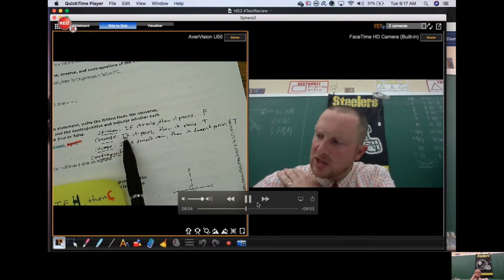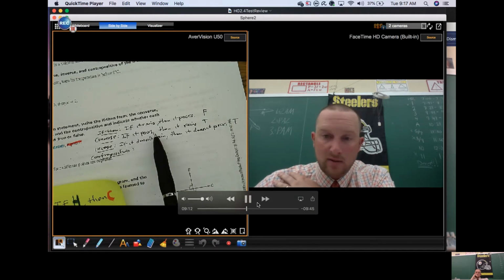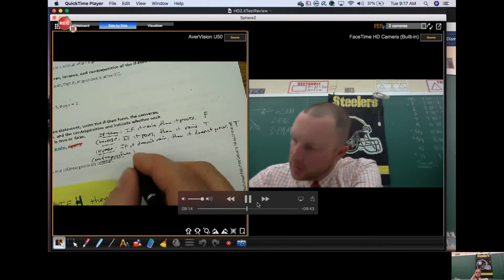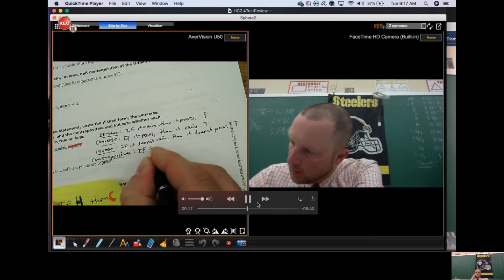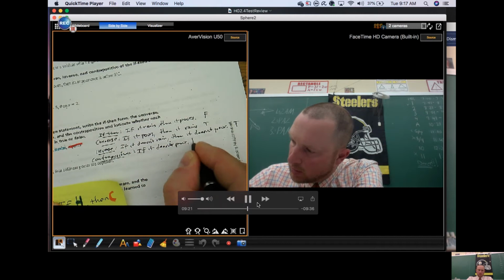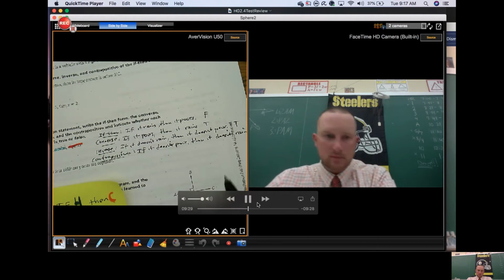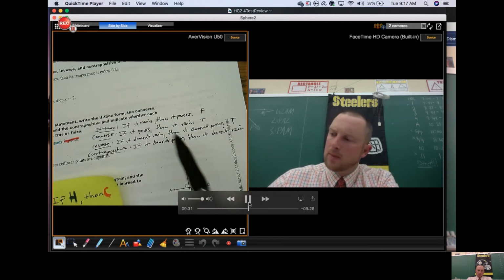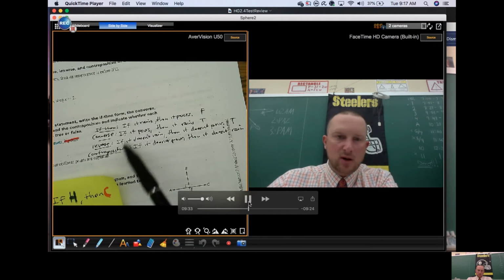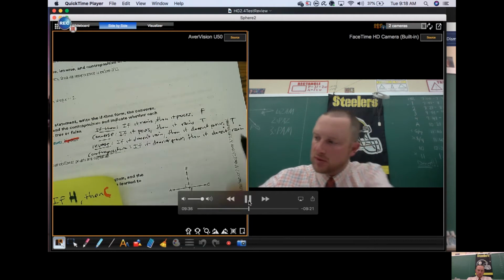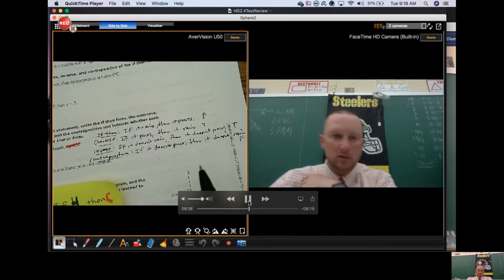Contrapositive is the negation of the converse. So this says, if red, then blue. Your contrapositive is going to say, if not red, then not blue. So if it doesn't pour, then it doesn't rain. If-then statement and contrapositive mean the same thing. So if this is false, we know this is false as well.